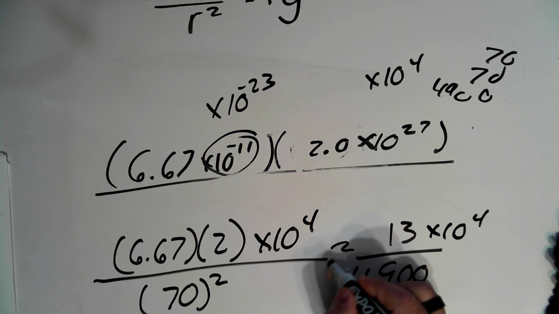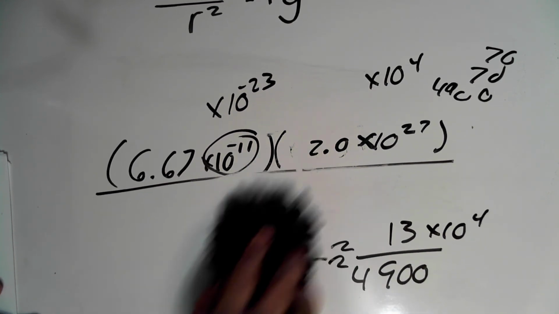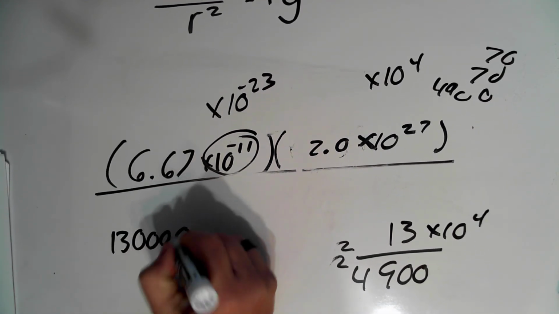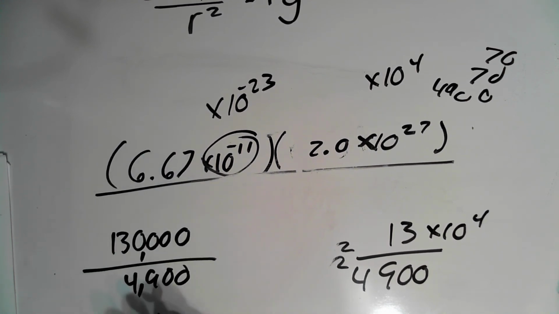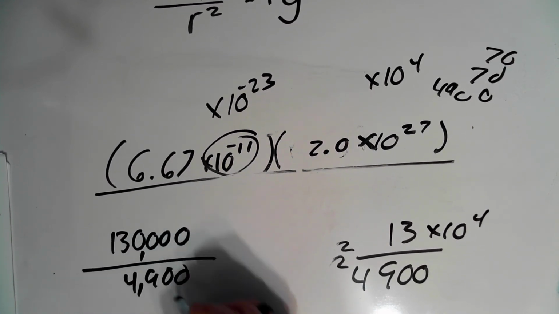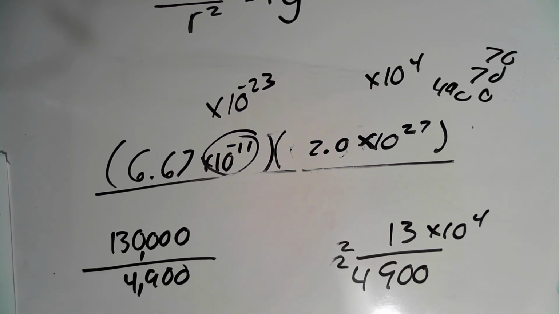Which is, mind you, all of this is approximately. 13 times 10 to the 4th is going to give me a pretty big number. So keep working my way out. So I'm going to have 13, 1, 2, 3, 4 divided by 4,900, which is about 5,000. So if I had 5,000, drop my zeros, so I'd have 130 divided by 5. Yeah, it's a pretty significant amount of gravity. That's how I would calculate the gravitational field of Jupiter.